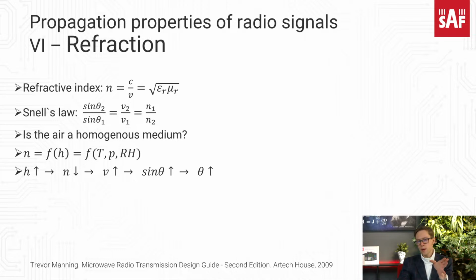We can make several further conclusions based on this. If the altitude increases, the refractive index decreases because the temperature, pressure, and humidity decrease as well with the altitude. As a result, the phase velocity of wave propagation increases. The sine of theta, or refractive angle, increases as well, and the angle itself increases.